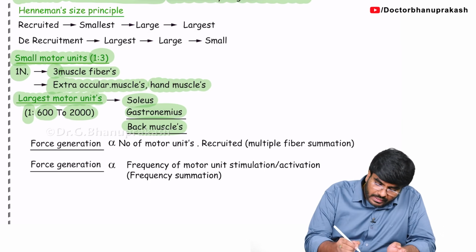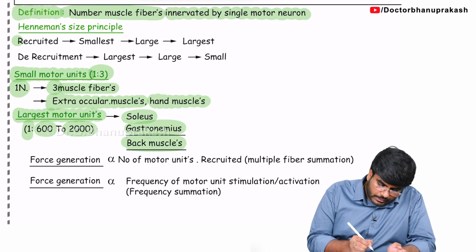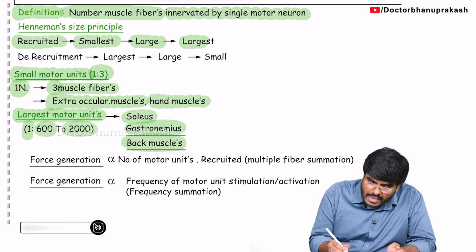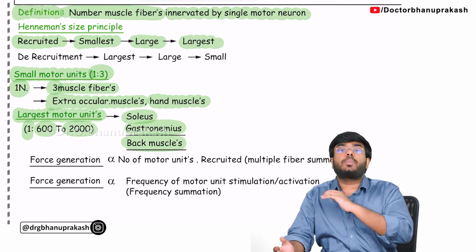So always remember the recruitment principle. Who is going to be recruited in the beginning? Small motor units, followed by the largest motor unit. This is how the recruitment will happen.